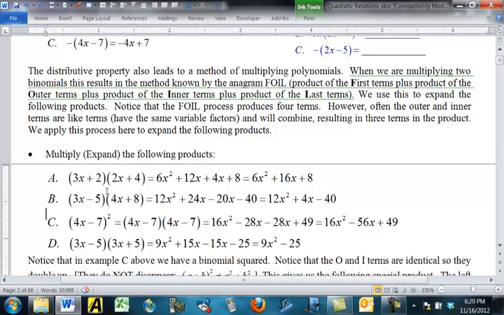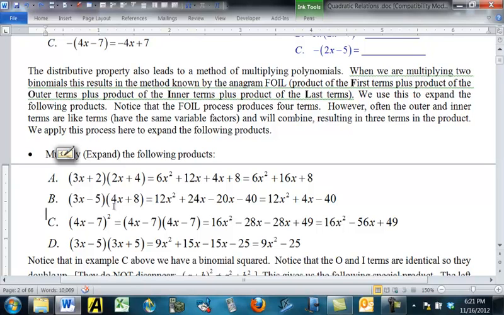Now what usually happens here on products of binomials is oftentimes those middle two terms are like terms and we can combine them. 12x plus 4x is 16x. Of course when we're doing that we're actually using the distributive property again by factoring out the x and then adding the coefficients. 12 plus 4 is 16. So let's do a couple more examples here.